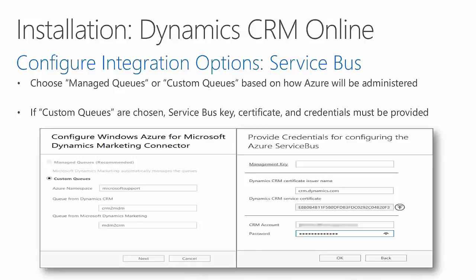If the implementer prefers to handle the management themselves, then the Custom Queues option must be chosen, and the namespace, queues, default key, certificate issuer name, certificate thumbprint, and the credentials for a CRM user with either the System Administrator or System Customizer security role must be provided. The issuer name and certificate can be obtained within the Developer Resources section under Settings and Customizations in CRM.